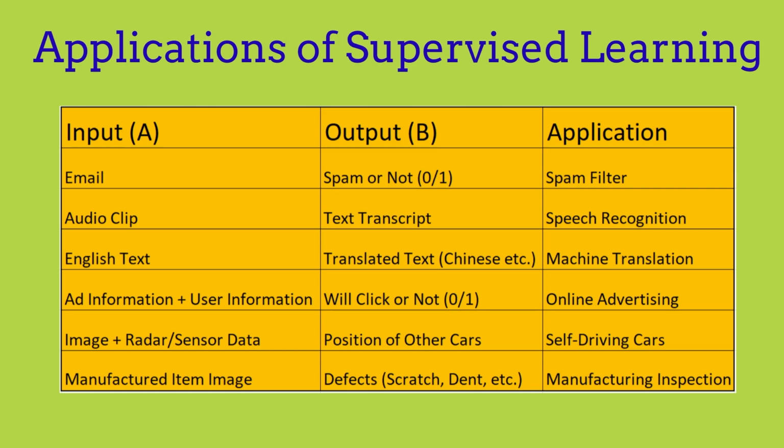For the second one, you can see that there are audio clips. The audio clips would be the input, the output would be the text transcript, and the application is speech recognition. Then there are also many more, like English text to the translated text. There's also the ad information, and whether the user clicks it or not would be the output. There are many different ways that supervised learning can be helpful. So that basically summarizes an example of what supervised learning is and what machine learning is.